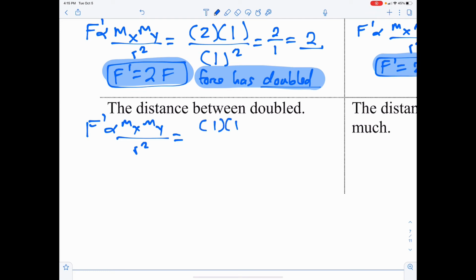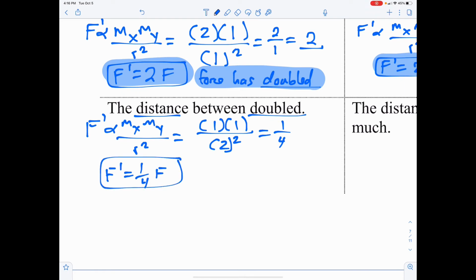Neither mass changes, so I replace both of them with a 1, but this time the distance is doubled, so I'm going to replace r with the number 2 and then square it. So 1 divided by 2 squared is 1 divided by 4. That means the new force is 1/4 the original force, or the force has decreased by a factor of 4, would be another way to state it in words.